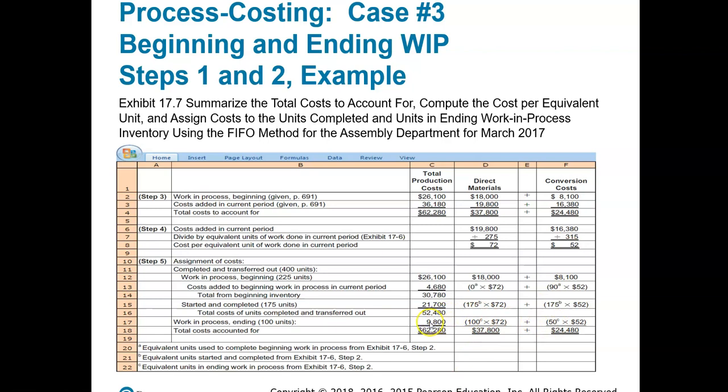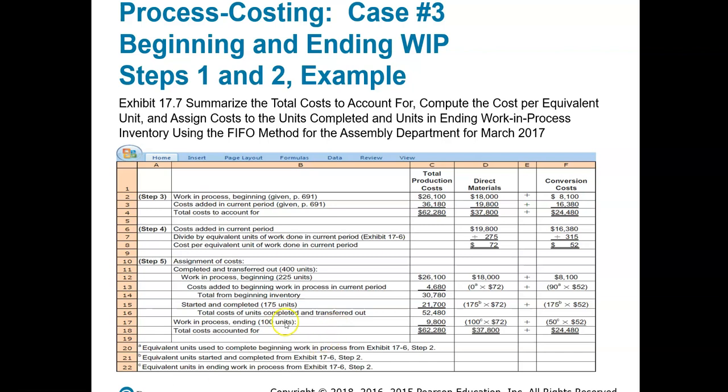So what is the value of my ending inventory? The value of my ending inventory is $9,800. So now I have to account for the total cost completed and transferred out, $52,480, plus my work in process ending inventory is valued at $9,800. My total cost to account for, $62,280. I've accounted for all those costs. The numbers match. I'm good.